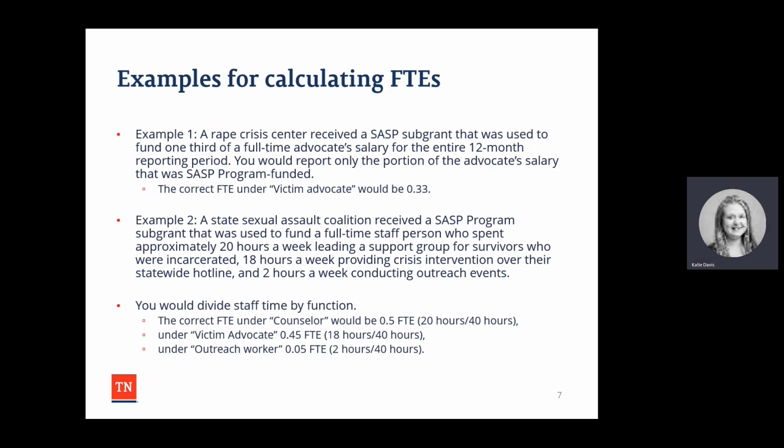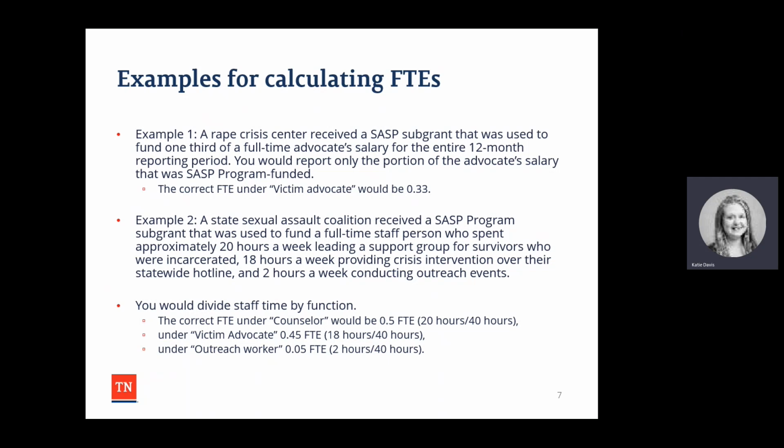Some additional examples for FTEs. A rape crisis center received a SASP grant that was used to fund only a third of a full-time advocate salary for an entire 12-month reporting period. So you would do a third of that victim advocate, which would be 0.33.